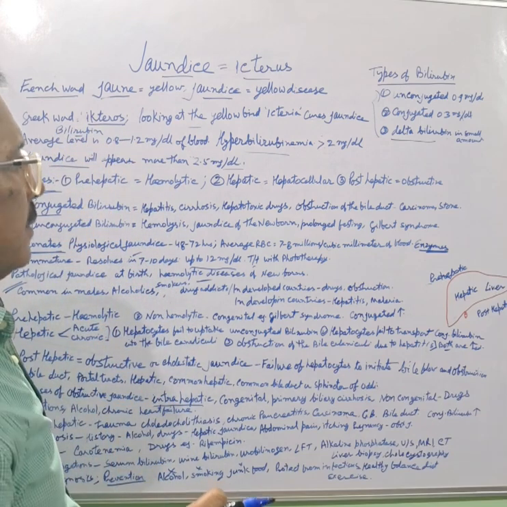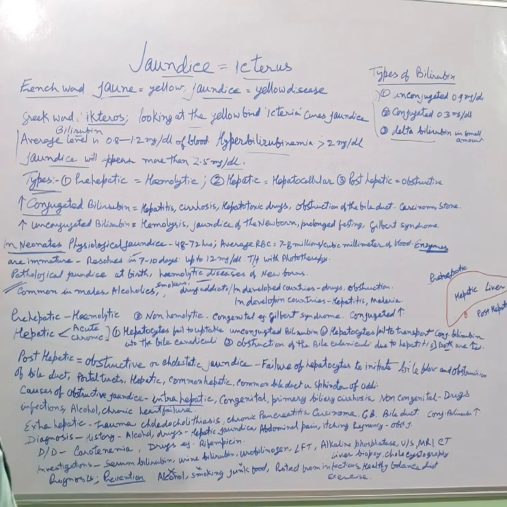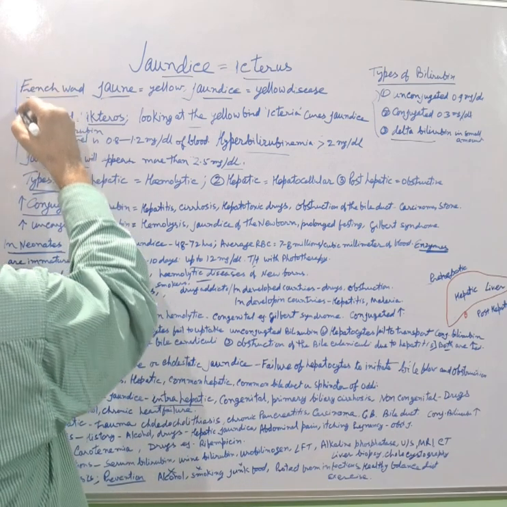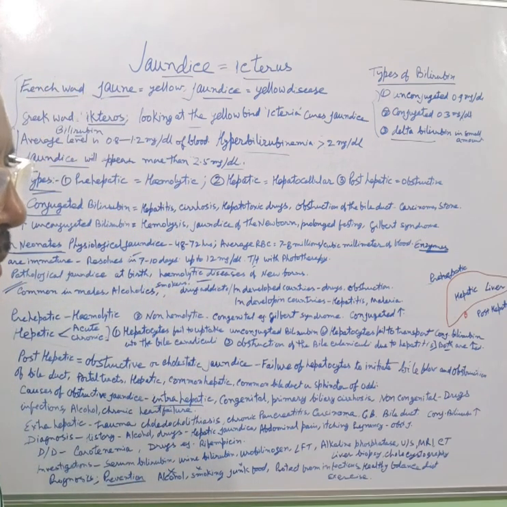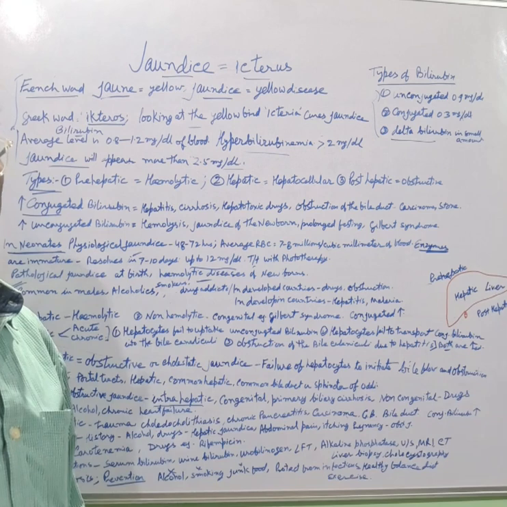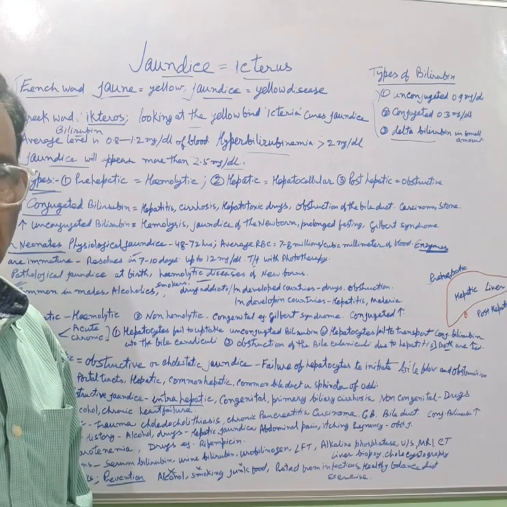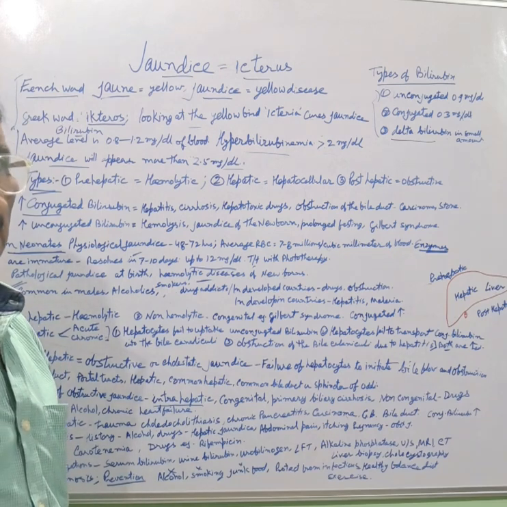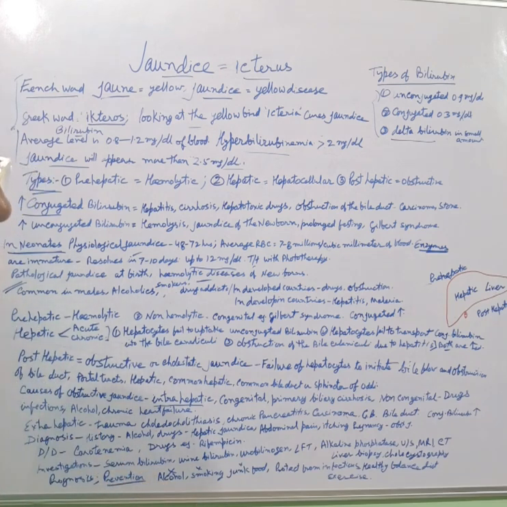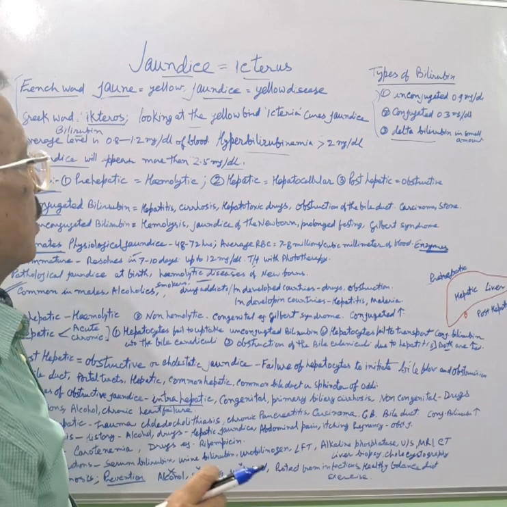It was believed that looking at the yellow bird, the icteria, cures jaundice. This is about the definition. Jaundice is not a disease in itself. It is a manifestation of multiple underlying diseases, which involve bilirubin metabolism, liver dysfunction, and abnormal flow of bile.